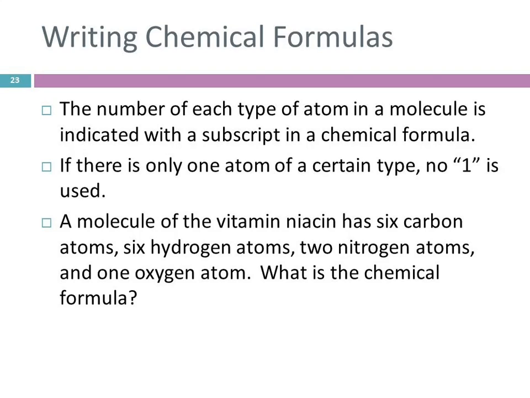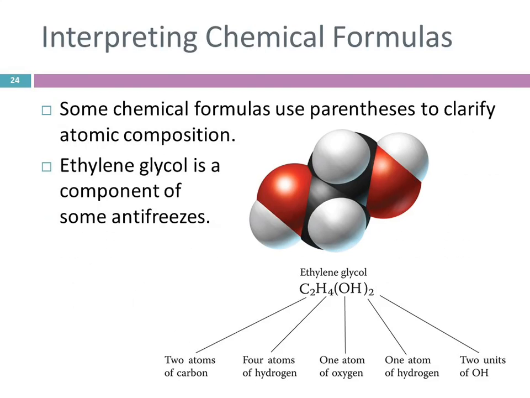What's the symbol for carbon? C. And so then we'll put 6, because there's 6 of them. H6. Hydrogen is H, and there's 6 of them. Nitrogen is N, so 2. And then 1 oxygen, so we'll just put an O at the end, and we won't put the number 1. Okay? Writing a chemical formula.